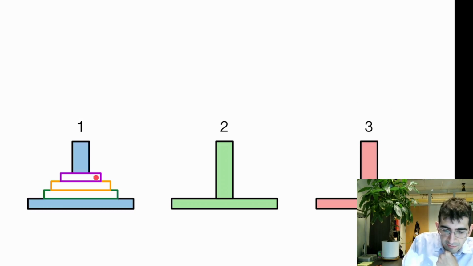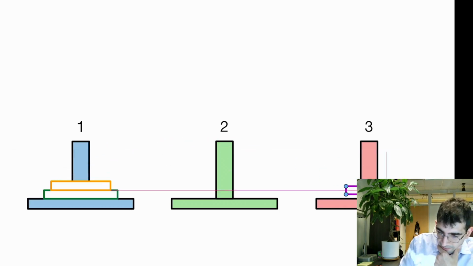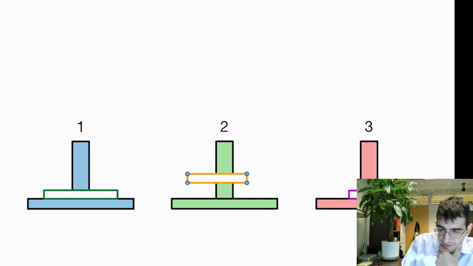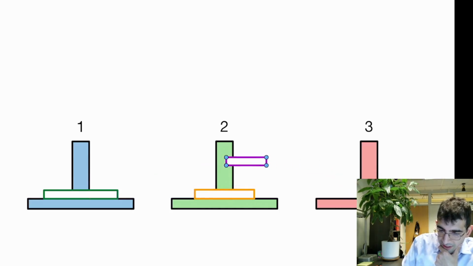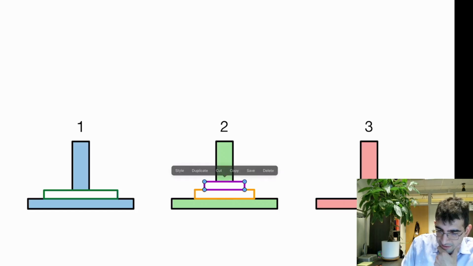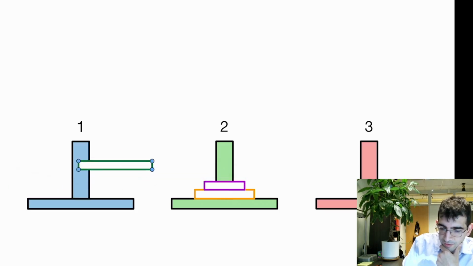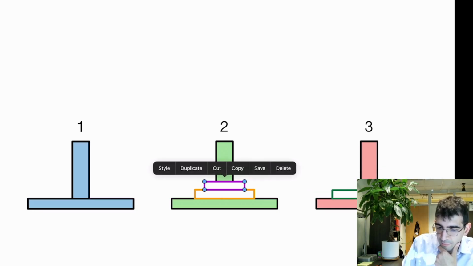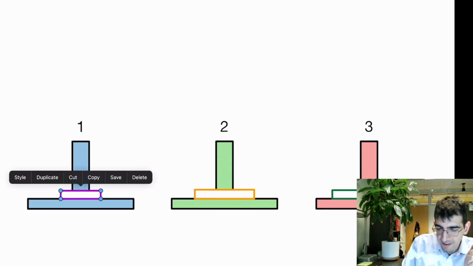I think if I take the smallest disc and move it to tower 3 here, then I take the second smallest disc, the middle disc, and move it to tower 2. Then I take the smallest disc and move it on top of the middle disc, back to tower 2, and then I take the largest disc and move it to the end, like so. Then I take the smallest disc. I have to move it out of the way to put the middle disc on top of the largest disc.